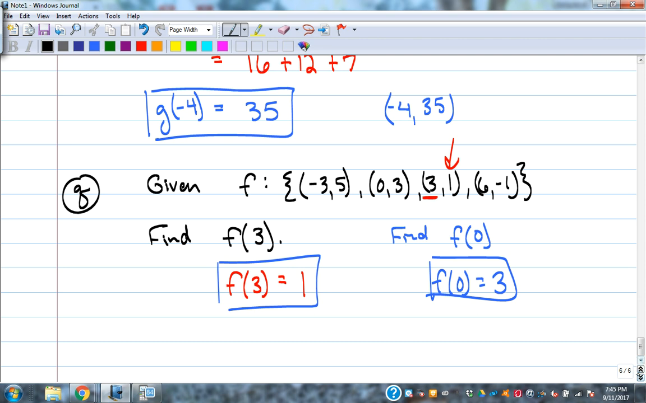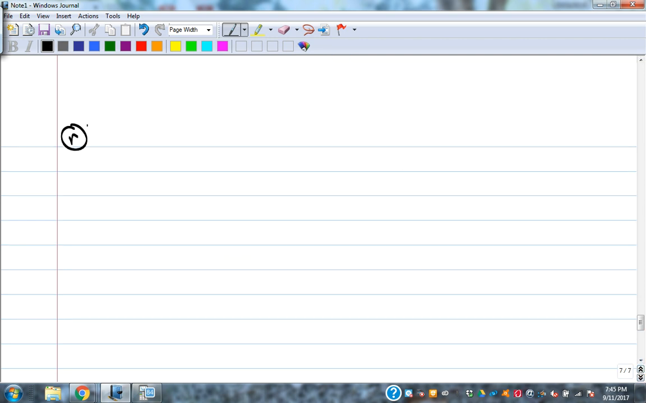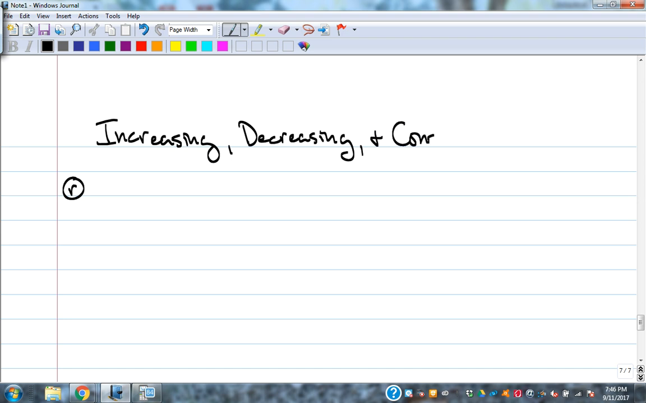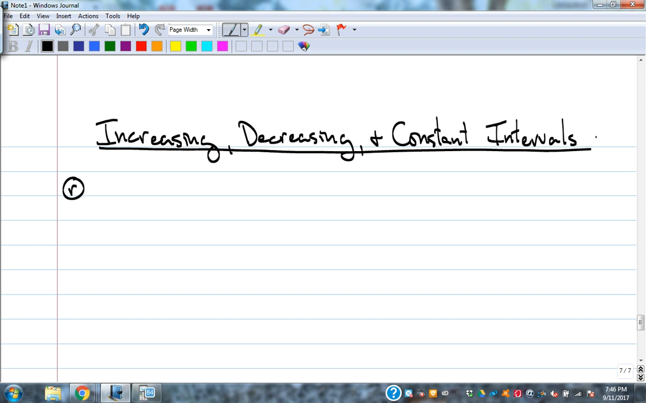I told you this section is the longest one of the night, so we're almost done. This is the last thing, example R. I've got to write this up here. Increasing, decreasing, and constant intervals. Sorry, intervals. My R's and my B's are starting to look alike tonight. They still do. It's okay. Increasing, decreasing, and constant intervals.